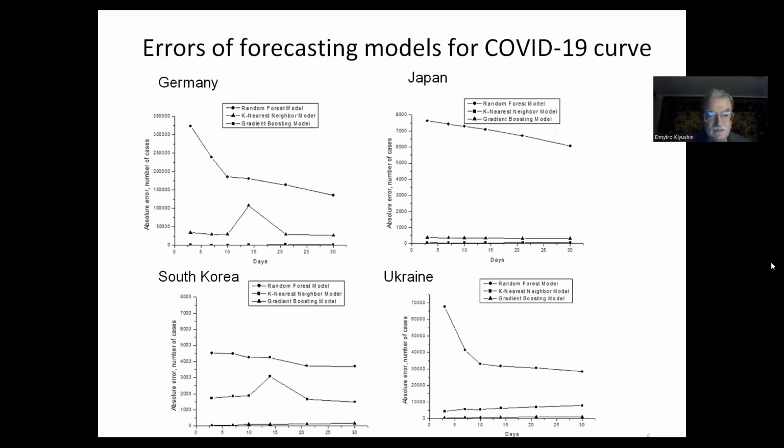The next slide illustrates the errors of forecast provided by the random forest model, KNN model, and gradient boosting model on the data from Germany, Japan, South Korea, and Ukraine. These data were published in the paper by Chumachenko et al. in the journal Computation in 2022.